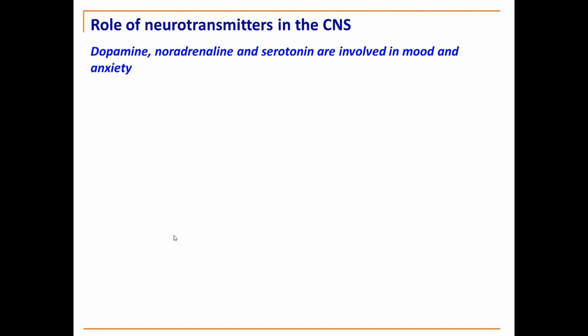So as we've already said, dopamine, noradrenaline, and serotonin are involved in mood and anxiety. And so if we're thinking about serotonin, what it's involved in, like we've talked about, is mood, appetite, sleep-wake cycle, and it's involved in diseases such as depression and eating disorders. And it's decreased in depression and increased in autism, for example.